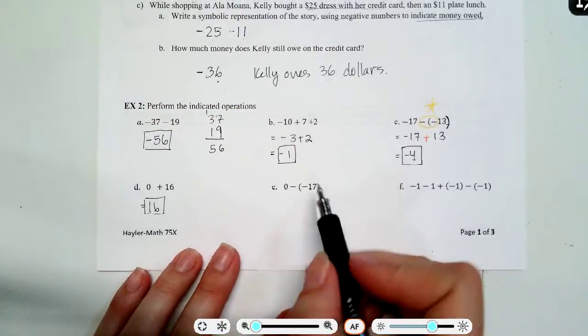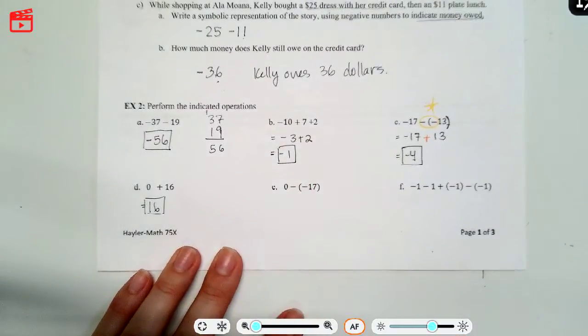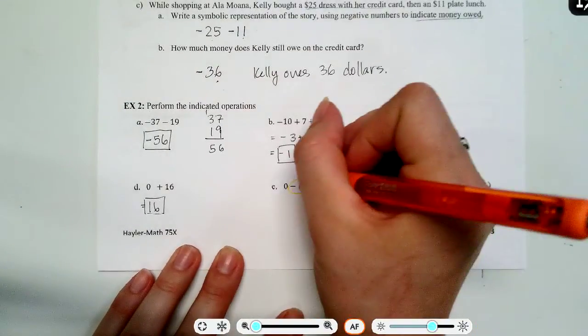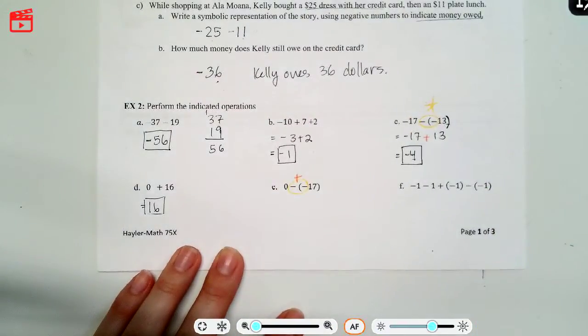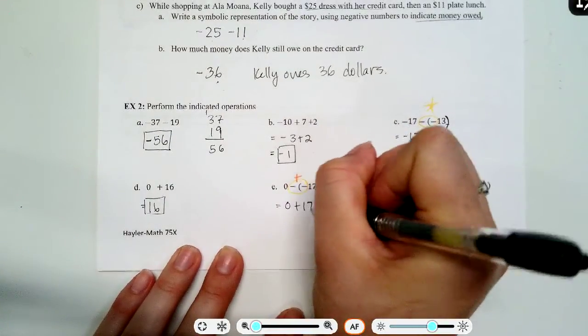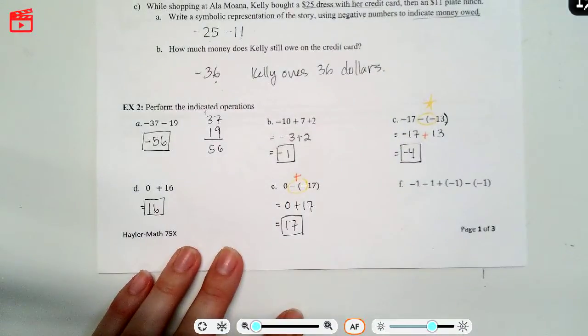Next one. Ooh, here's that double negative again. So let's focus first on the double negative and get rid of that. So a negative and a negative is going to be a positive, because it's saying the opposite of negative 17. So that's going to be 0 plus 17, which is going to be 17. And there we go.